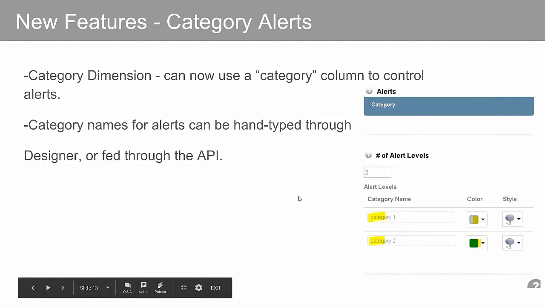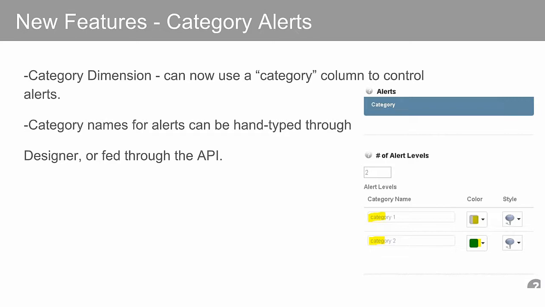Next up, we've got our category alerts. So we've supported a category, dimension, or column in our data for a long time, but we've never done anything with it in regards to alerts. So now if you go to the Layers tab, you'll find a new category alerts section, and it's pretty dead simple the way that it works.